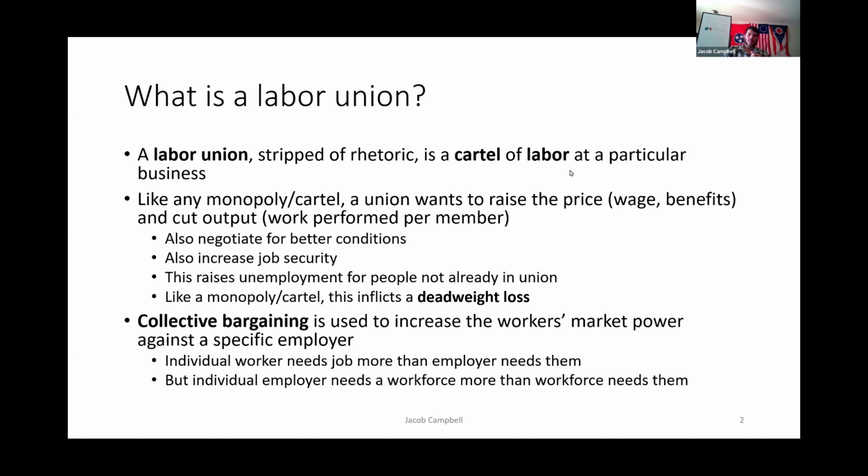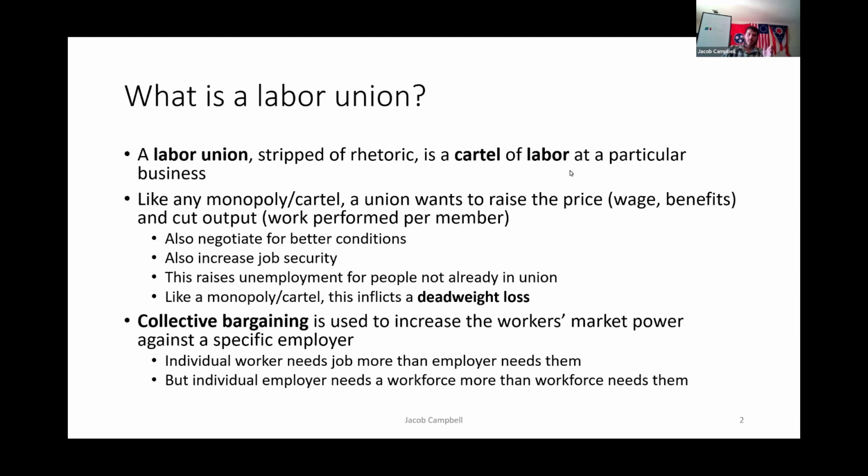And of course, the consumer as well, the final purchaser of whatever good is being made. Because the operating cost is going to be higher, and so you expect goods produced by a unionized industry to be more expensive.